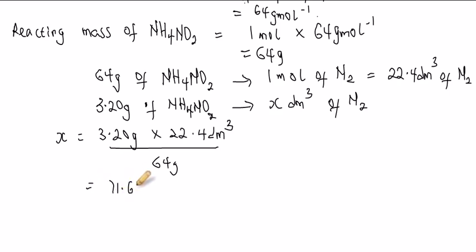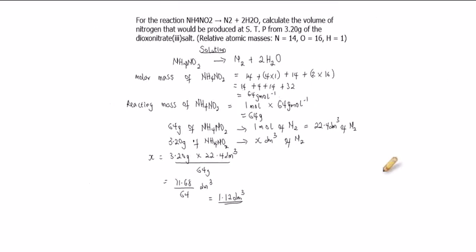For the numerator, we have 71.68 divided by 64, unit dm³. Dividing this, we have 1.12 dm³. And this will be serving as the final answer. So with the calculation above, we've just determined the volume of nitrogen that will be produced at STP from 3.20 gram of dioxonitrate 3 salt, and the volume is 1.12 dm³.